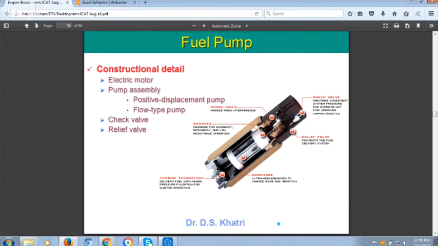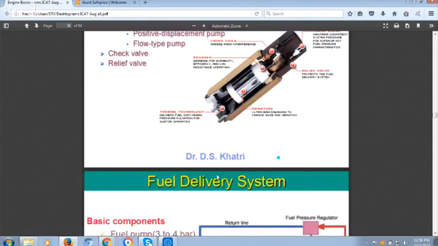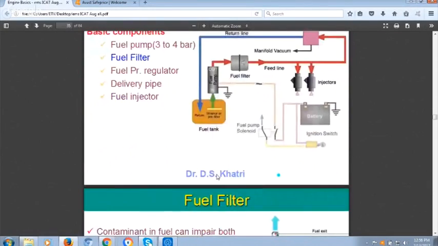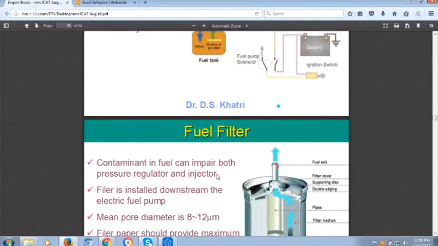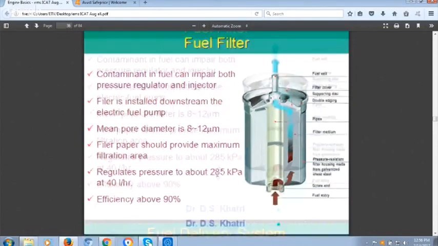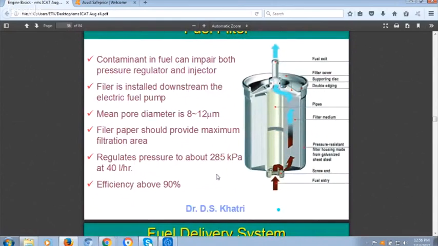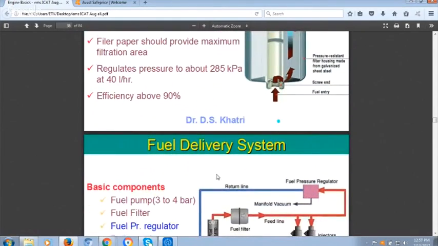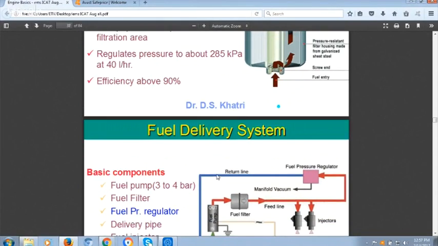The pump is a very peculiar part of the same. And we have the fuel filter. As we know, the mean pore size, which I was talking about, is 8 to 12 micron. Actually, there are a lot of things in this also, but I'm just telling you broadly that efficiency should be more than 90%. Flow rate varies from 40 liter to 80 liter depending upon the capacity of the engine.